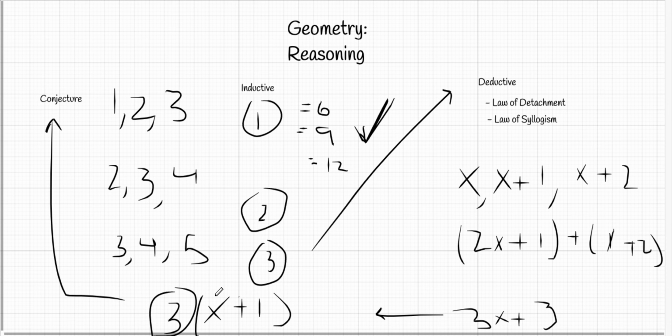Hence the proof. And that's basically reasoning in a nutshell. There's 2 main types, inductive and deductive. We use those to prove a conjecture. That's the entire video in a nutshell.